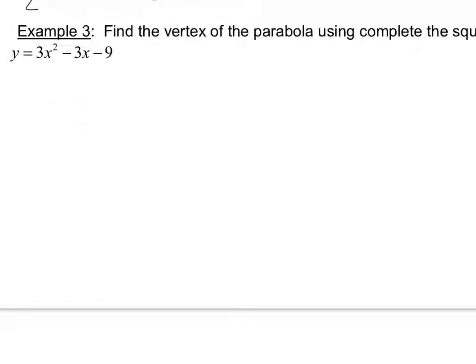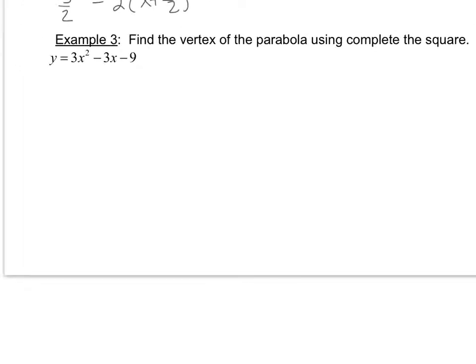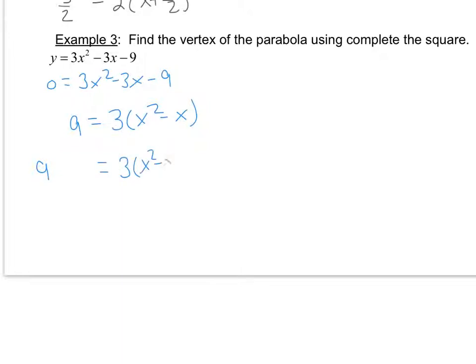So see, this is asking you to do what we've been doing again. So again, we got to find the vertex. So we set it equal to 0. Add the 9 over, so you get 9 equals, factor out the 3. So now you have 9 equals 3, and then this is going to be x squared minus x plus negative 1 divided by 2 squared. And then you have plus 3 times negative 1 divided by 2 squared.